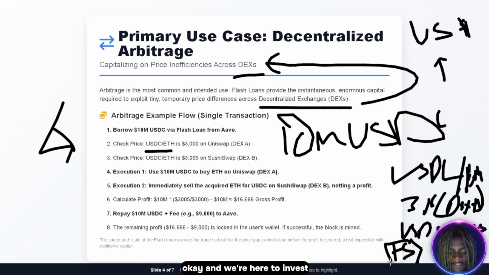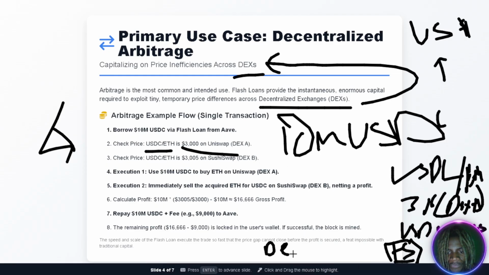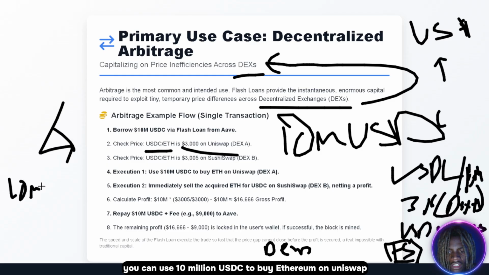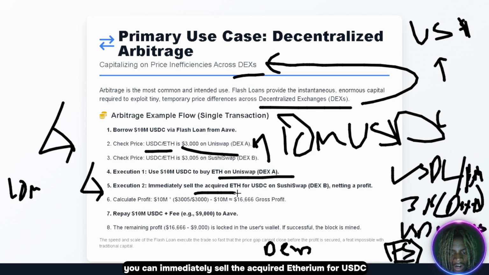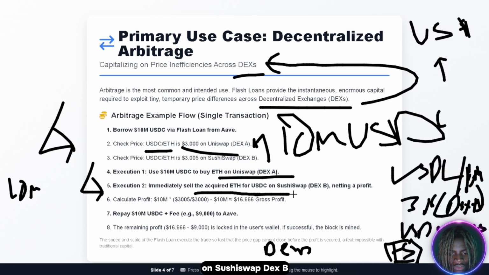And we're here to invest, so we're here to make money. We want to be getting the cheapest prices possible. So let's say that's DEX B. Execution one: you use 10 million USDC to buy Ethereum on Uniswap, DEX A, for $3,000. Then execution two: you immediately sell the acquired Ethereum for USDC on SushiSwap, DEX B, netting a profit.